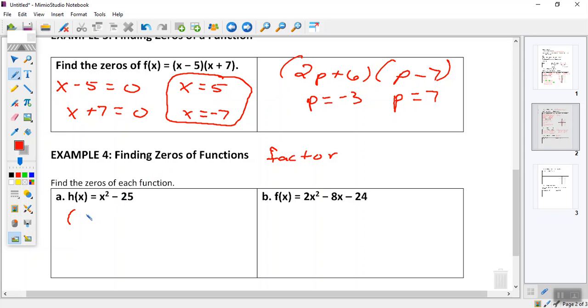But if you didn't recognize that, couldn't this factor into x plus 5 times x minus 5? And if I set this equal to 0, here we go. If I set x plus 5 equal to 0, what's going to go in here to make that a true statement? What are you plugging in for x to make this first quantity 0? So your zeros are going to be at x equals -5 and x equals positive 5.